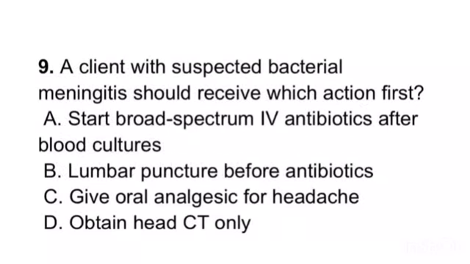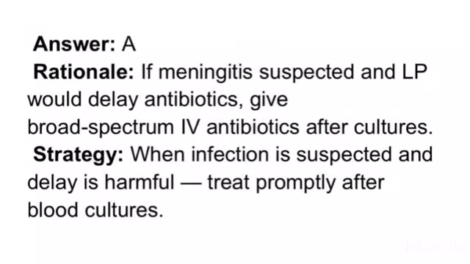9. A client with suspected bacterial meningitis should receive which action first? A. Start broad-spectrum IV antibiotics after blood cultures. B. Lumbar puncture before antibiotics. C. Give oral analgesic for headache. D. Obtain head CT only. Answer, A. Rationale, if meningitis is suspected an LP would delay antibiotics, give broad-spectrum IV antibiotics after cultures. Strategy, when infection is suspected and delay is harmful, treat promptly after blood cultures.